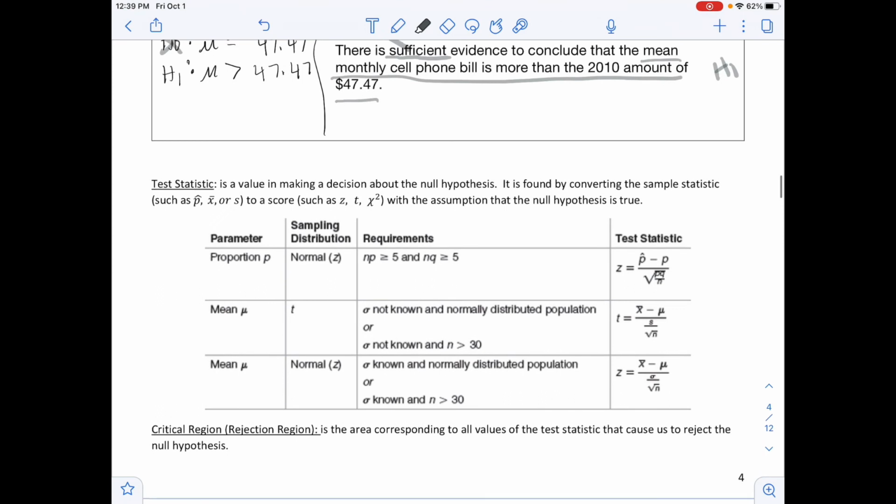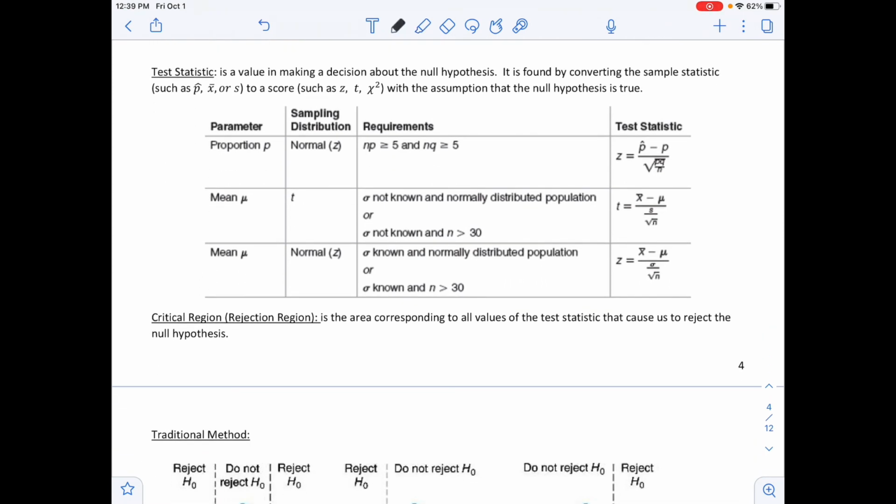So right below this, we have what is called a test statistic. A test statistic is a value used in making a decision about the null hypothesis. It is found by converting the sample statistic, such as p hat, x bar, or s, to a score such as z, t, or chi-squared, which we have not yet talked about. But we have looked at z and t distributions, with the assumption that the null hypothesis is true. And so down below we have a table with our parameter, the sampling distribution that we'll look at, requirements that need to be met, and then the test statistic that we have.